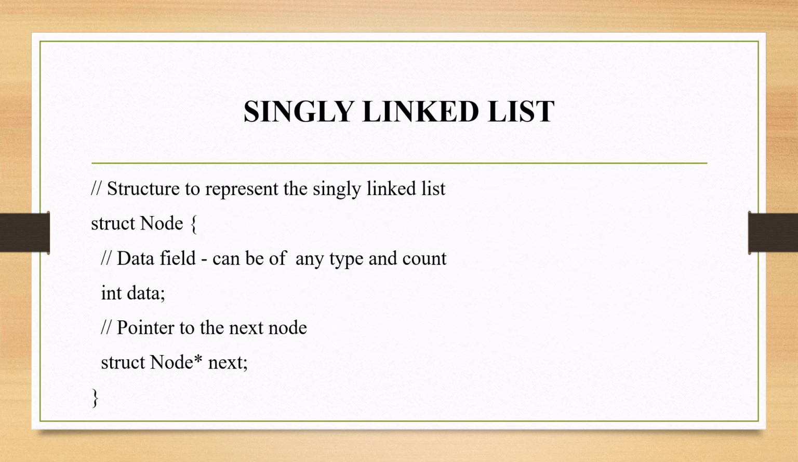So again we are going to see the structure. Here we have mentioned the structure to represent the singly linked list. So struct Node, then open braces, we have a data field which can be of any type, and we mention int data. Then the pointer to the next node, which we mention as struct Node *next.